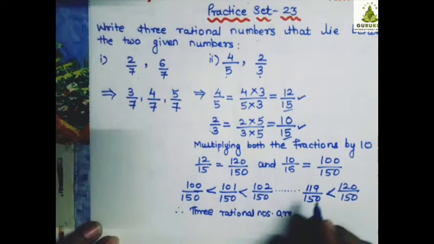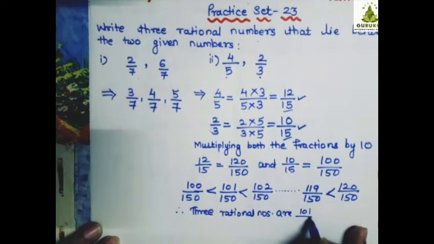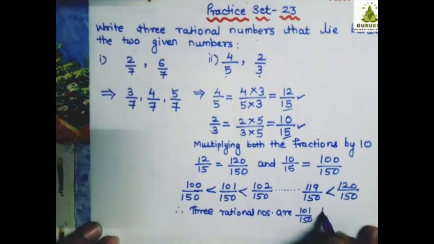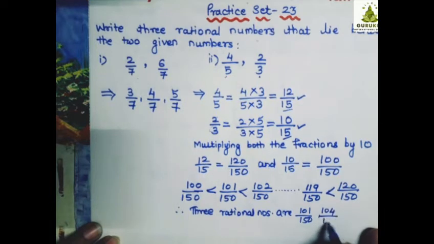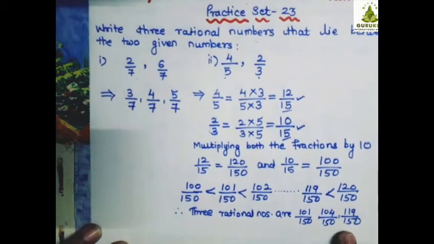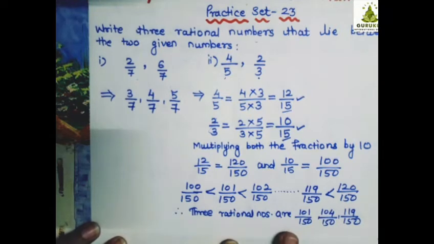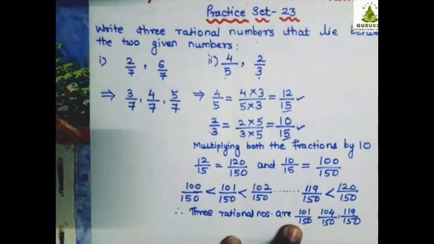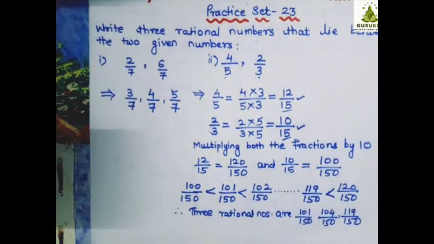Three rational numbers are 101 upon 150, 104 upon 150, and I will write 119 upon 150, because they just said three numbers. They need not be in a sequence. Sequence doesn't matter. You can choose any three numbers. So this is how we will follow the method. One more method is given in the textbook, but that is too lengthy. So it is better to select this method, a short and correct method.